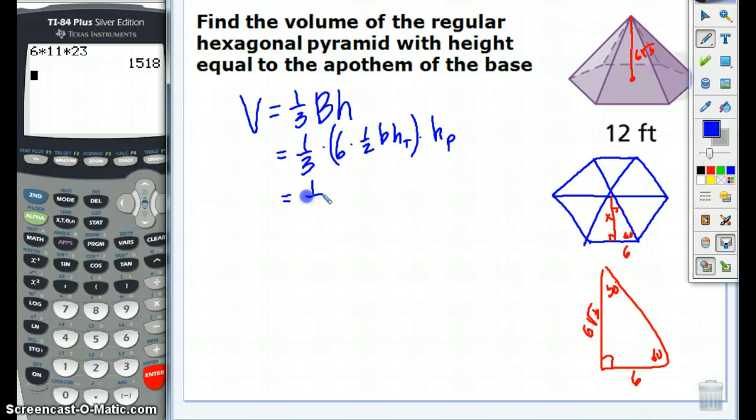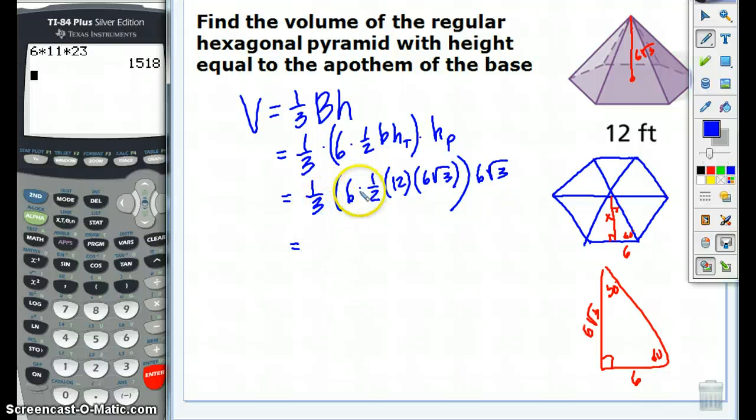All right, so let's go plug in. 6 times that. The base of each of these triangles was 12. As you can see here, that's 12. And the height of each triangle, we figured out, was 6 square root of 3. So that's this whole thing here is the area of my base, and the height of my pyramid is right here, 6 square root of 3. So let's go do some simplifying.